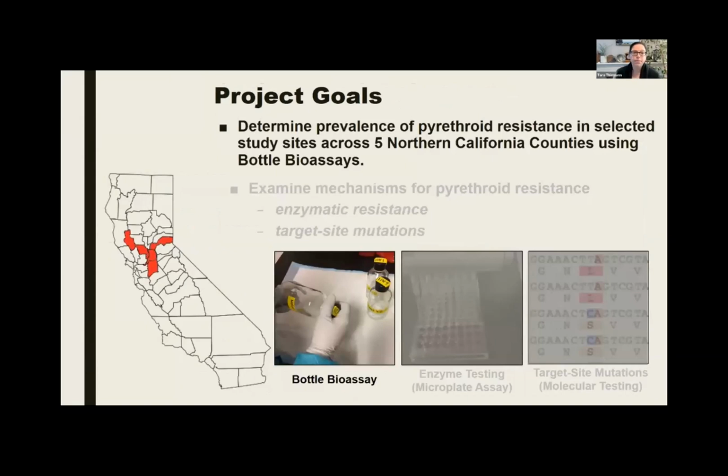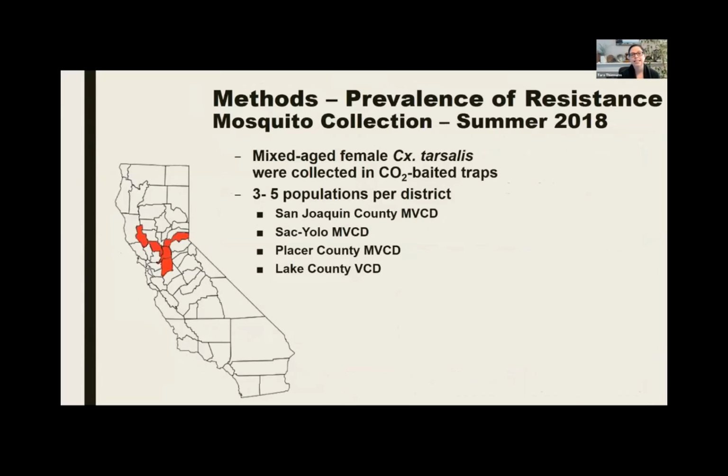So let me dive into these goals. First, looking at determining the prevalence of resistance. For this, we did CDC bottle bioassays. This work happened in the summer of 2018. First, mixed age females were collected using CO2 traps.